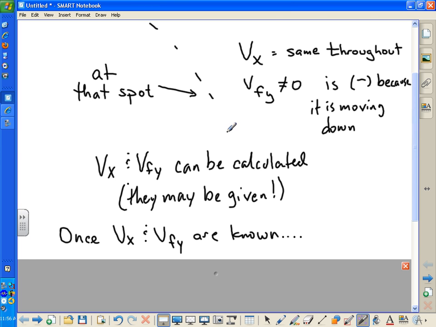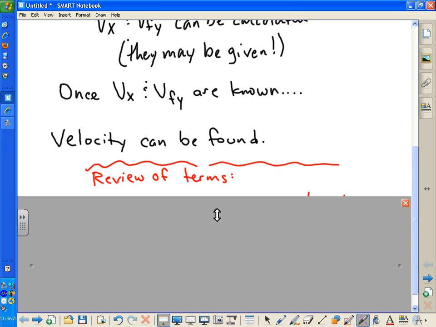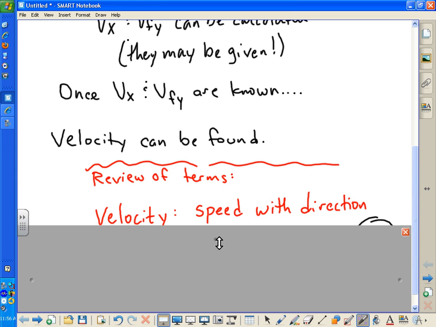Let's do one more review of terms before I show you how to do that, because part of the problem on the trajectories test will be, do you know what to solve for? You have to read the problem carefully. So here's our review of terms. All right. Velocity is speed with direction.